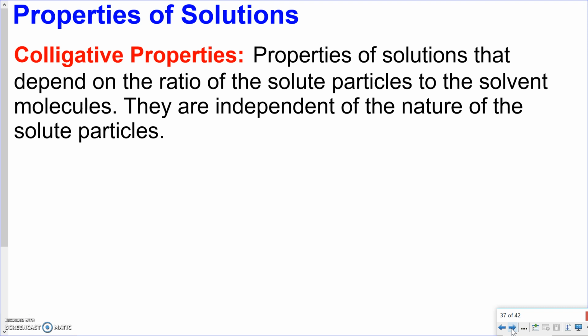What is a colligative property? A colligative property is a property of a solution. So this is our boiling point and our freezing point, as well as our vapor pressure, which we did not talk about last year, but we're going to talk about this year. And it's the changes in boiling point and freezing point and vapor pressure due to a solute being dissolved in the pure solvent.